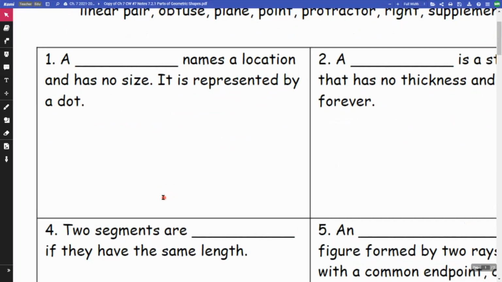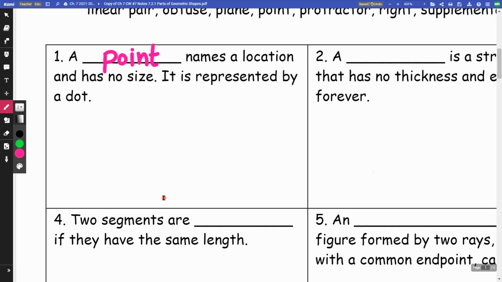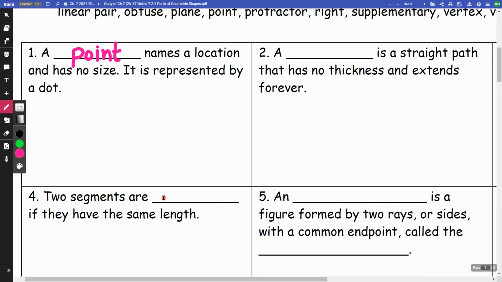Okay, on the first one, a blank names a location and has no size. It is represented by a dot. This one is point. Okay, like a point on a graph or a point on a number line. Number two, a blank is a straight path that has no thickness and extends forever. That is a line.